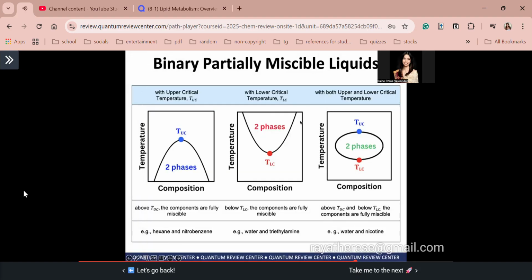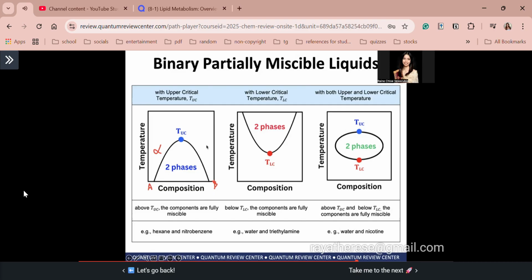Okay? Now, we actually have three types of binary partially miscible liquids depending on their critical temperature. Okay? So here, with upper critical temperature, okay, the two liquids will become fully miscible. So for example, guys, in this phase diagram, okay, on the left side, you have very pure A, and on the right side, you have a very pure liquid B.